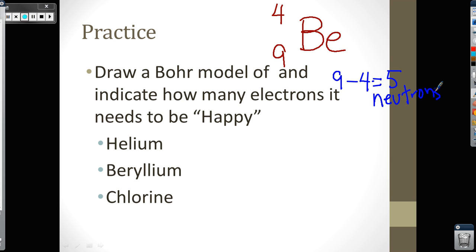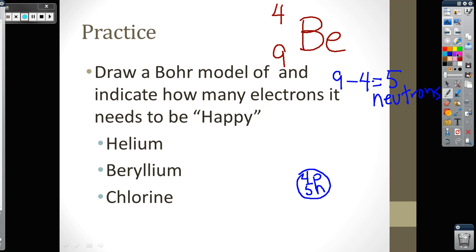Okay, so let's start drawing this model. We know that the protons and the neutrons go into the nucleus. So we're going to draw a nucleus, and we'll draw it in blue. We know that we have 4 protons, and we know that we have 5 neutrons. And so those all sit inside the nucleus. Now we've got to figure out how many electrons this beryllium atom has. We know that it's a neutral beryllium atom, which means that the number of protons is going to equal the number of electrons. We have 4 protons in beryllium, therefore we're going to have 4 electrons.